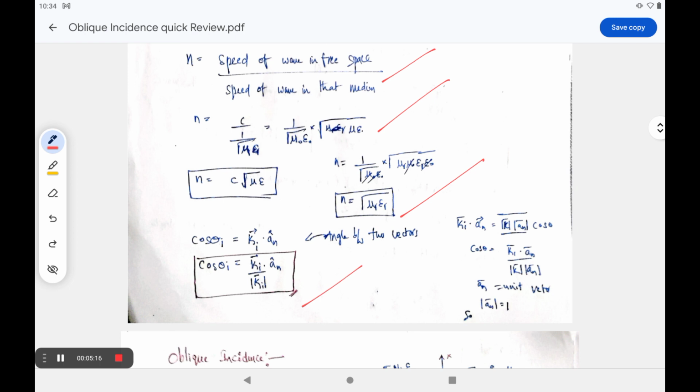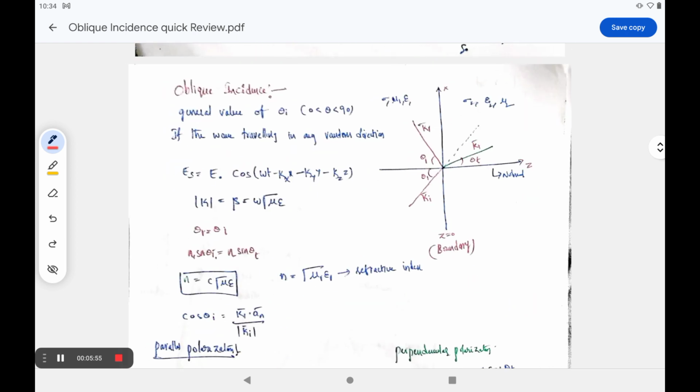At the same time, ki dot an: in case you want to find the incident wave angle, let us consider these two vectors. The angle between two vectors comes from the dot product. Therefore, ki dot an is like a dot b, which is equal to magnitude of a into magnitude of b into cos theta. From that formula, you will get cos theta equal to ki divided by magnitude of k into an direction. So this is the same diagram.